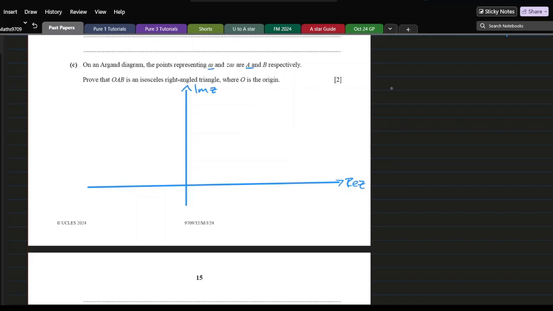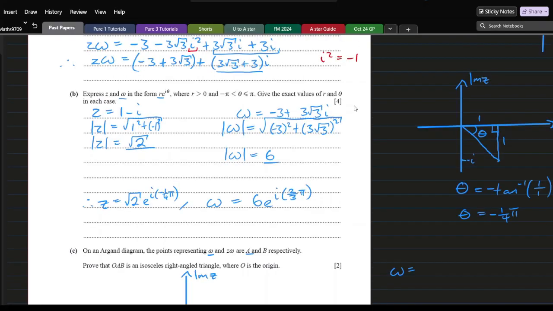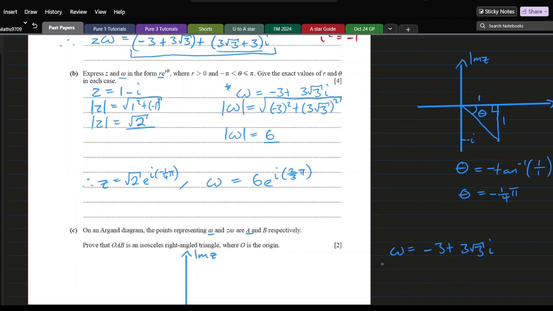So what is omega? I want it in the form a plus bi. So that's negative 3 plus 3 root 3i. And we also want our z omega, which is this long one over here. Let me just copy that as well. So z omega is equal to negative 3 plus 3 root 3 plus 3 root 3 plus 3i.